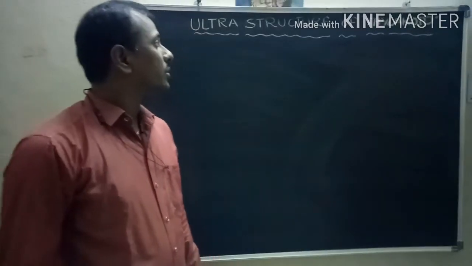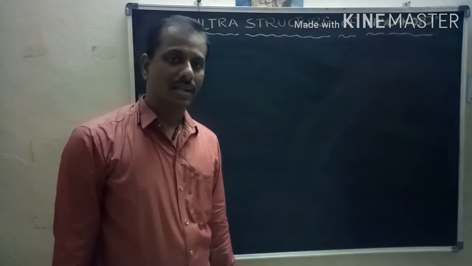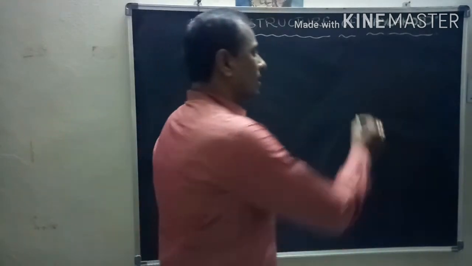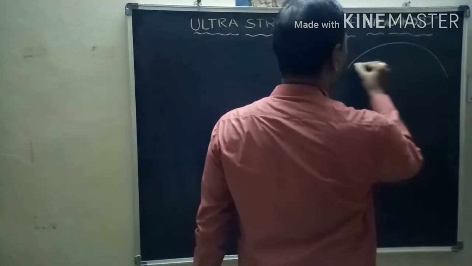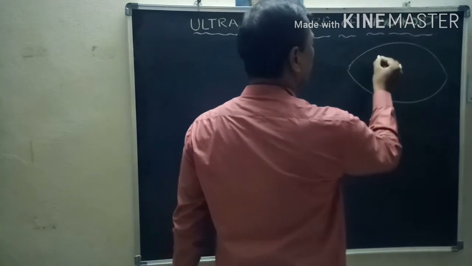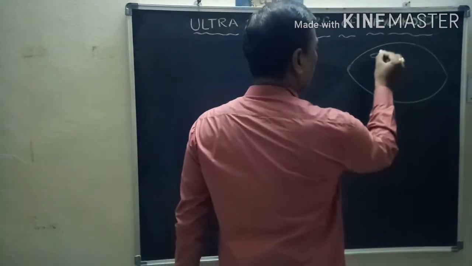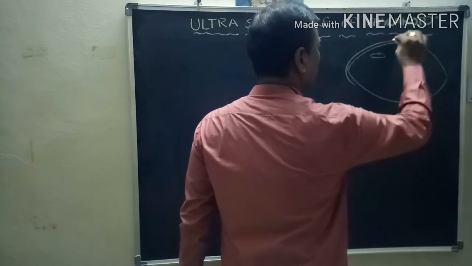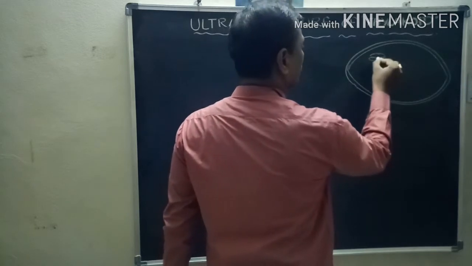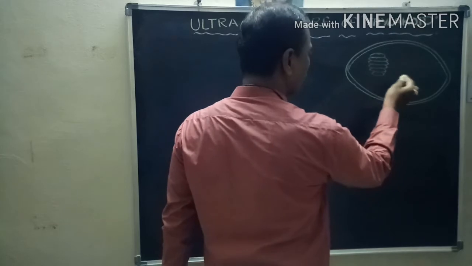Hi viewers, today our topic is ultrastructure of thylakoid. In last class, we discussed the chloroplast structure. Chloroplast is a cell organelle. It contains two major parts. The thylakoid part of the chloroplast is called grana.